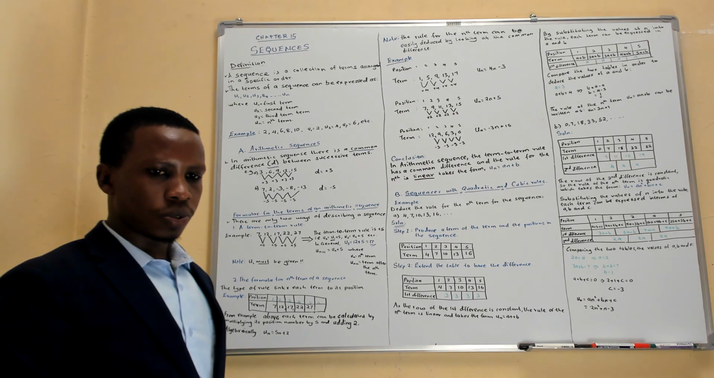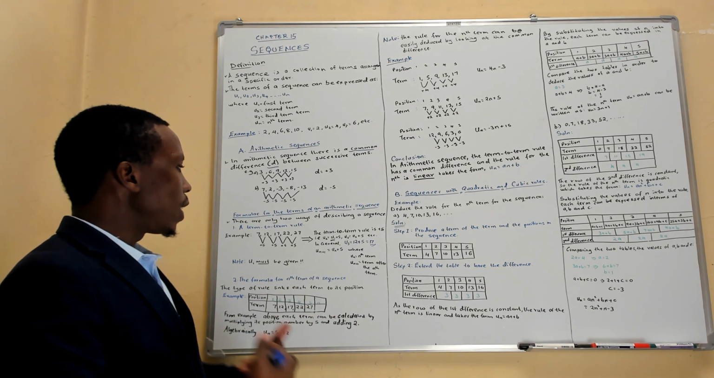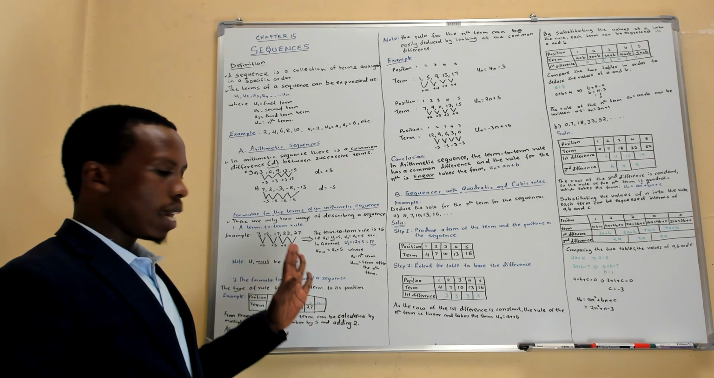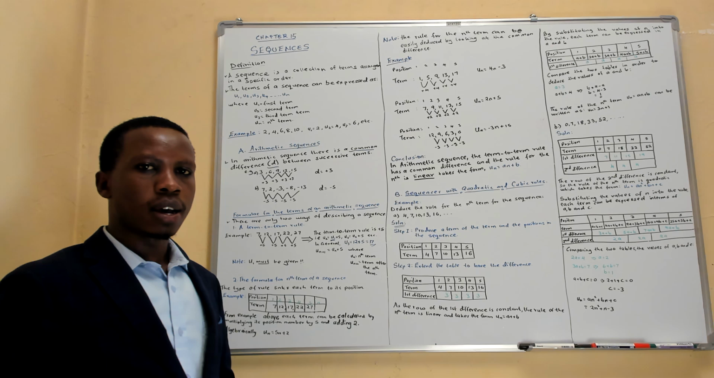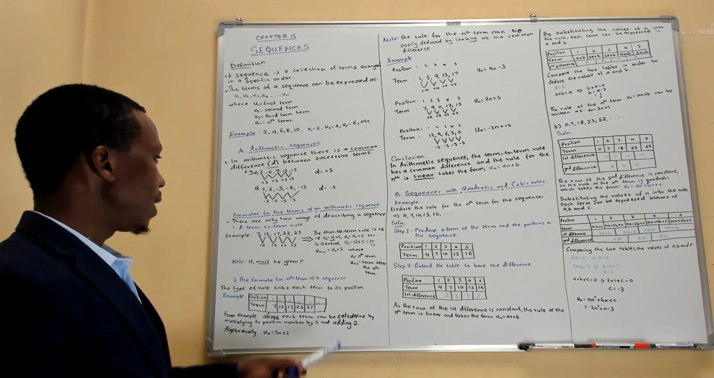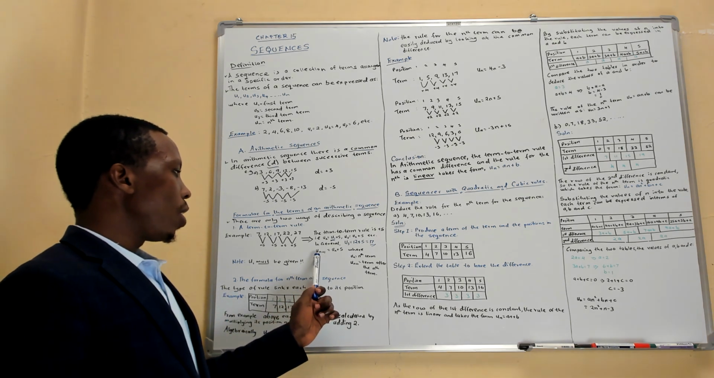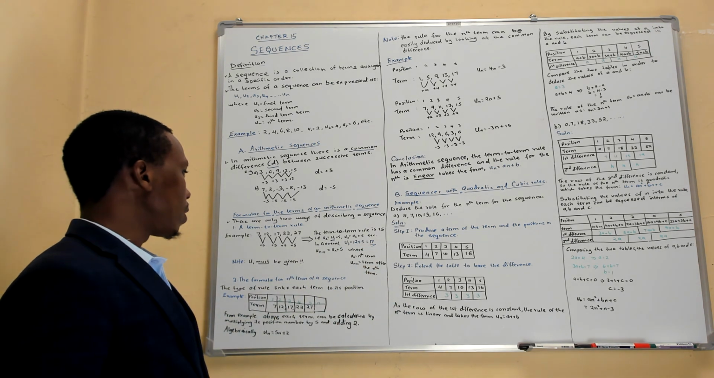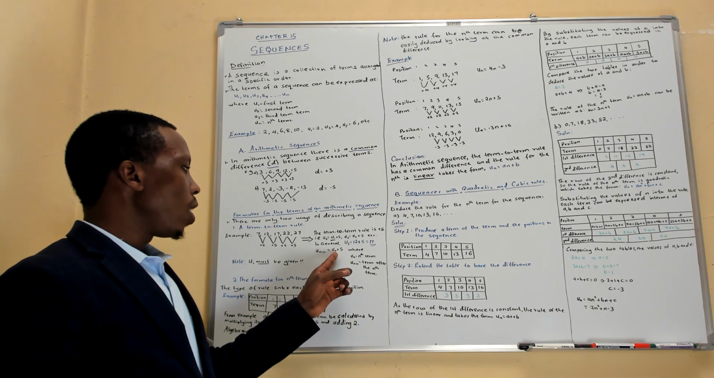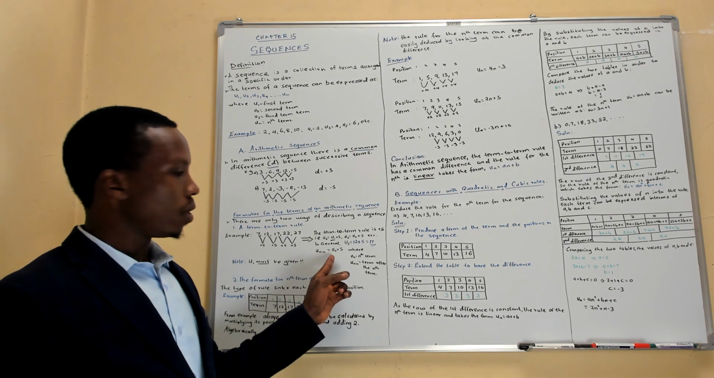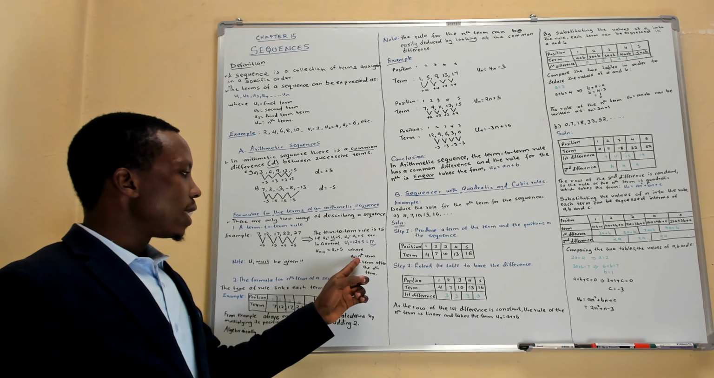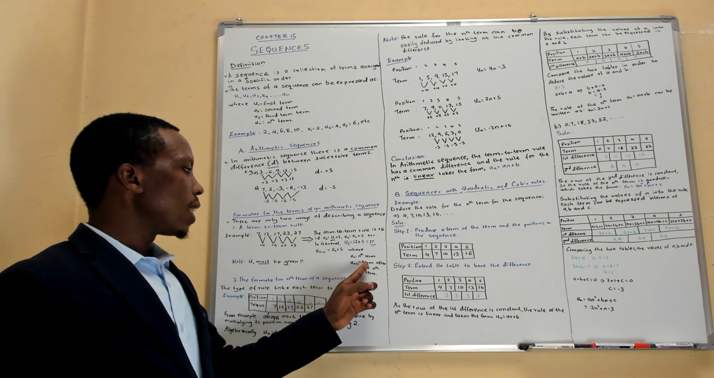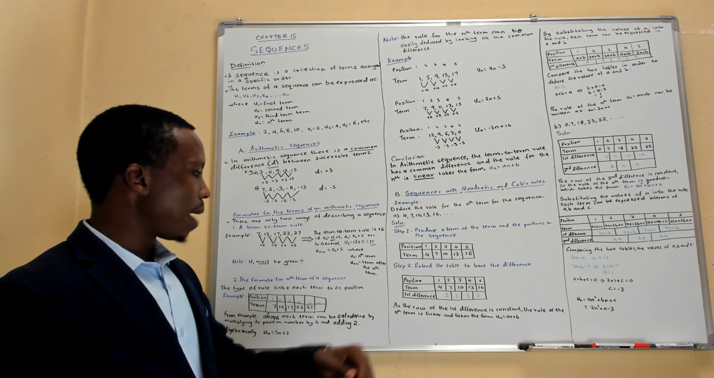u2 plus 5 to get 17. Now, in general, what we are talking about here is the term-to-term rule. The term-to-term rule of this particular sequence is just un plus 1 is equals to un plus 5, where un is the nth term and un plus 1 is the term after the nth term.